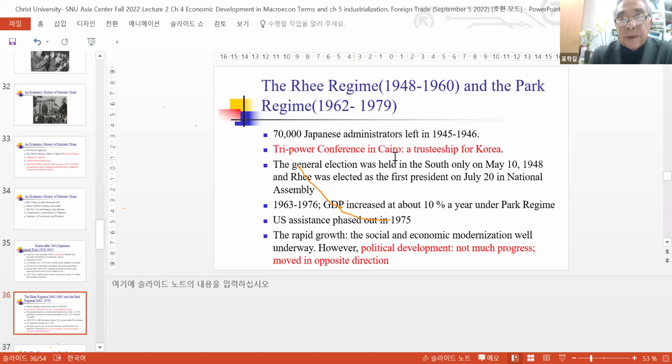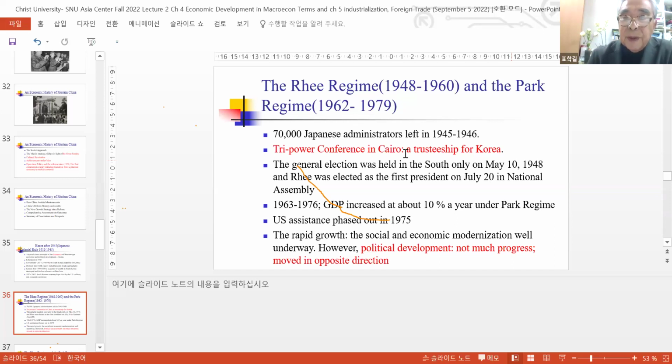Tri-Power Conference in Cairo, as I said, has allowed a trusteeship for Korea. A trusteeship means it's kind of UN resolution that is the country, newborn country, like in South America or in Africa, they feel that the country cannot be run by itself, by the people they have. That means it's like infant country.